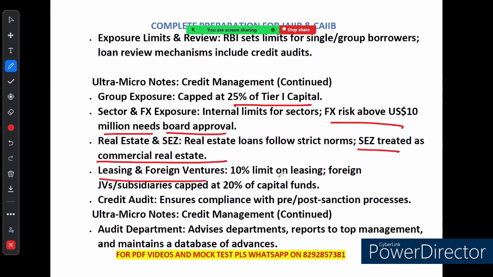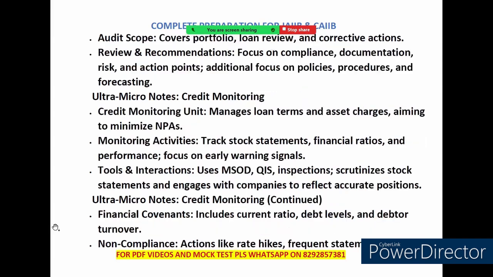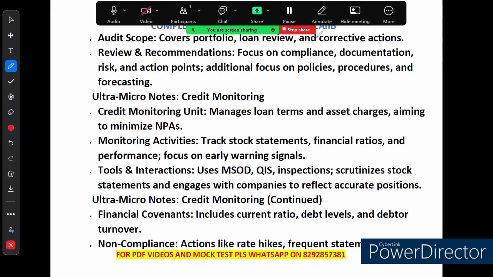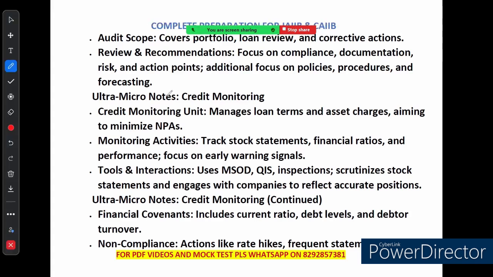For leasing and foreign venture, there is a 10% limit on leasing. Foreign joint venture is capped at 20% of the capital fund. Now there is something called credit audit. The bank monitors credit to prevent bad loans (NPA) by checking financial reports, performance and early warning signals. That is called EWS. You can see clearly that the audit scope covers portfolio, loan review, corrective action, focus on compliance and everything.